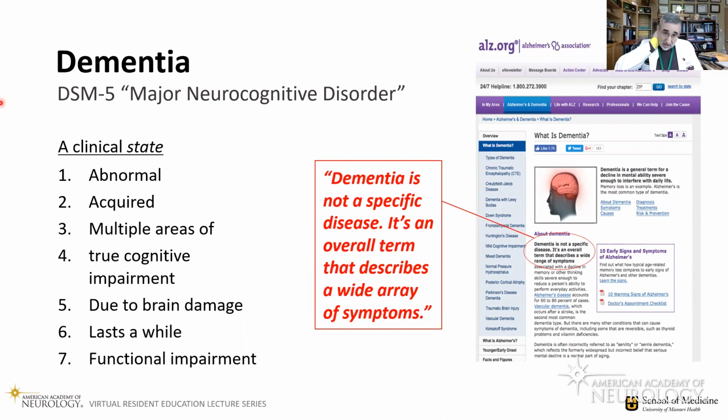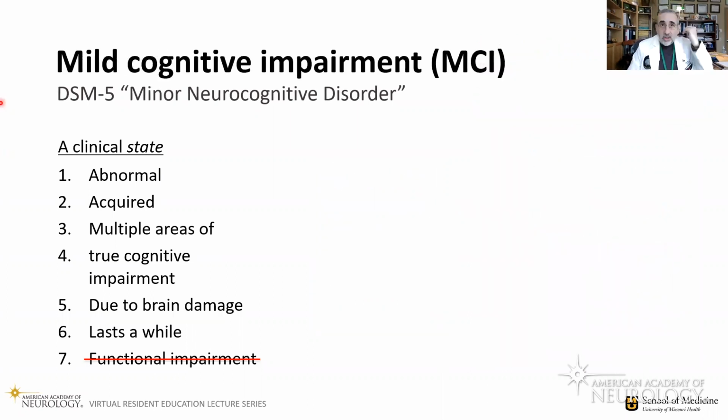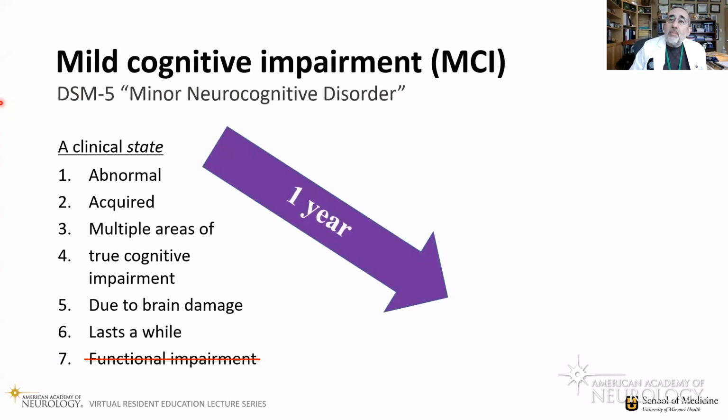So if a person has these 7 things, then as the clinician, you can say that the word dementia now applies. Which now begs the question, what if they have 6 and not 7? What if a person is well adapted? They have abnormal, acquired, multiple areas of true cognitive impairment. A brain problem is the cause and it's lasting a while, but they're still getting along okay. And that's when the phrase mild cognitive impairment was first suggested in the early 1990s. And the DSM formulation in psychiatry prefers the phrase minor neurocognitive disorder. So it's the same idea, except we're getting rid of the functional impairment part. Now, it is often, but not always the case, that people with MCI progress to a state of dementia. On average, that occurs a little less than 15% of the time in a 1-year frame of time.